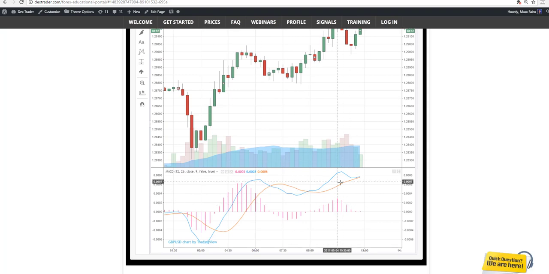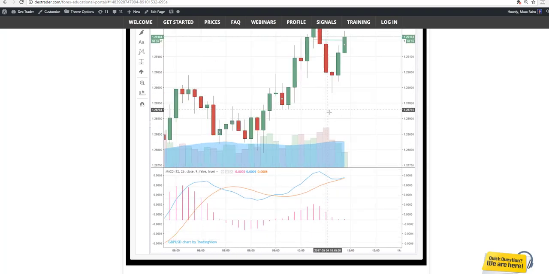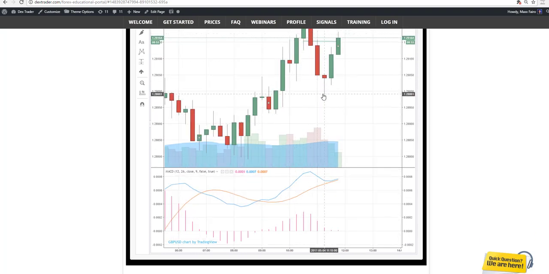And we used a little bit of information here, knowing that it was a counter trend, knowing that it's not going to move a ton of pips. We're not going to make 70 pips off of this trade.